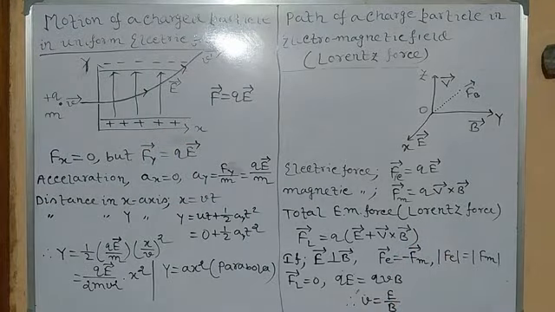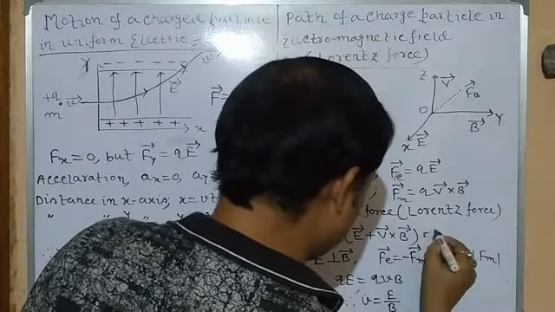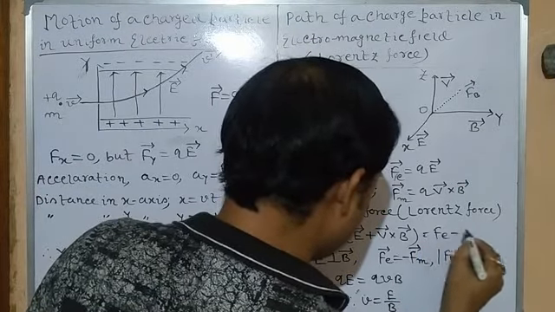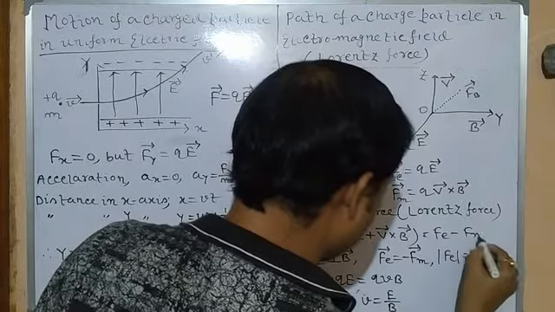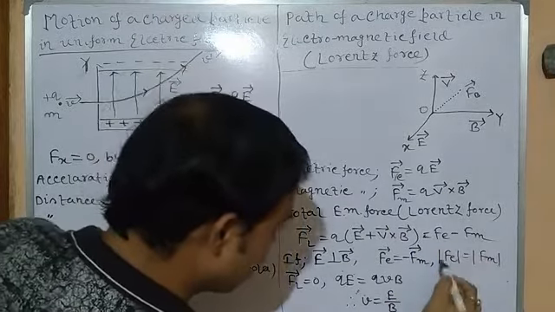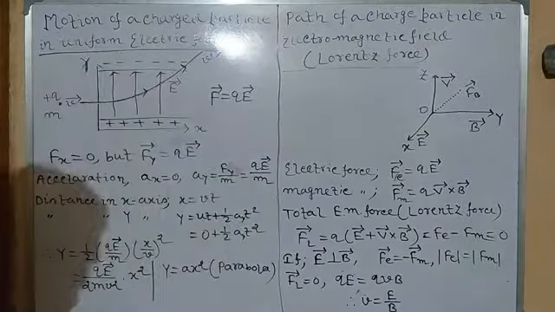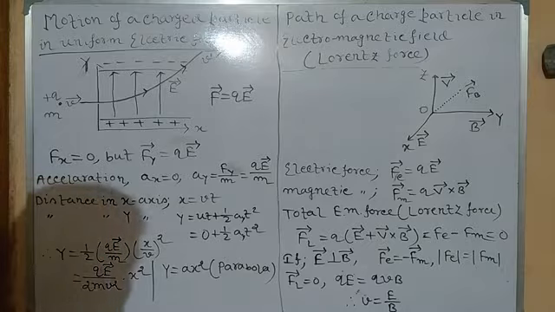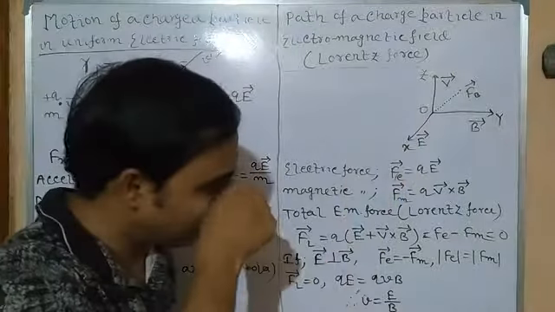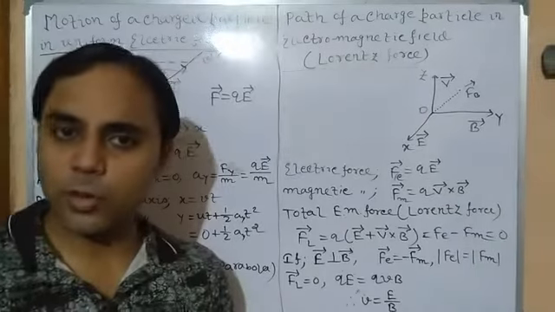It will be Fe minus Fm. Clear? QE is equal to Fe and Q into V cross B is Fm. Now if their magnitudes are equal, then it will be 0. Very clear? So in that case, the total Lorentz force acting on that particle will be 0. It means it will experience no force.